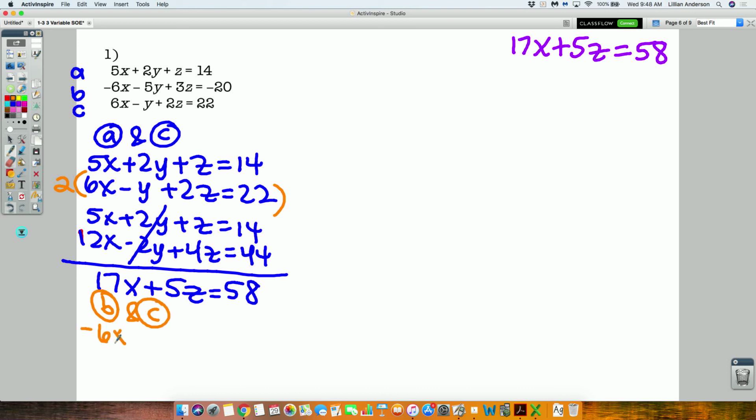And as tempting as it may be, don't eliminate x. You've got to eliminate the same variable. You've got to eliminate y. It has to be the same variable. So how are we going to eliminate y? Multiply the bottom by negative 5.